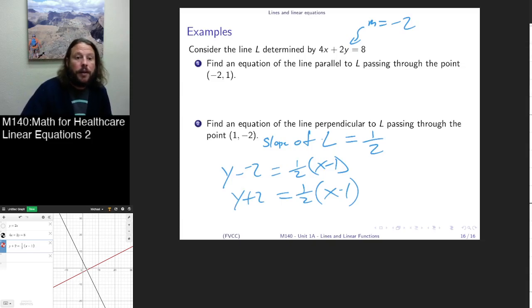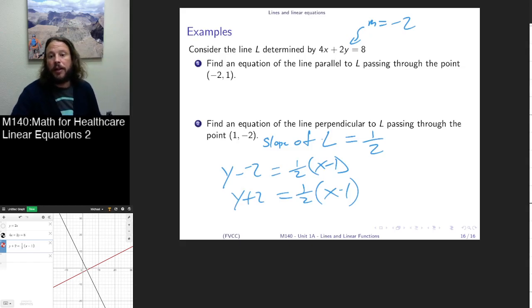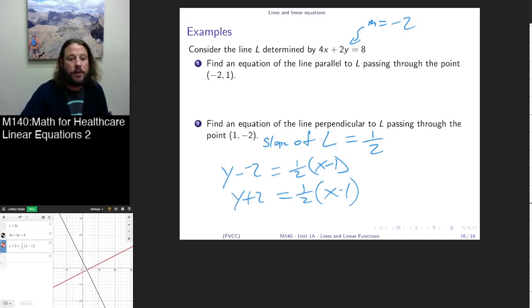We'll be moving on from these types of linear equations. Hopefully we got a handle on that. I would try a few homework problems, and please let me know if you have any questions.